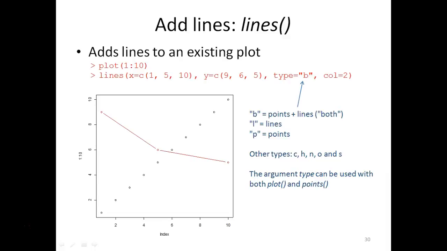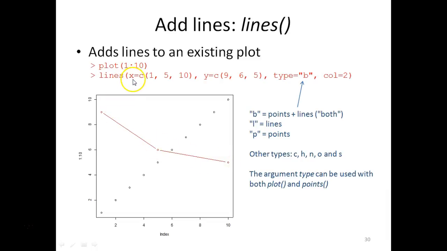The lines command allows you to add lines to an existing plot. In this example, we start with the world famous 1 to 10 plot to get the plot area with 10 dots in it. And then I use the lines command to draw 2 lines in this plot.